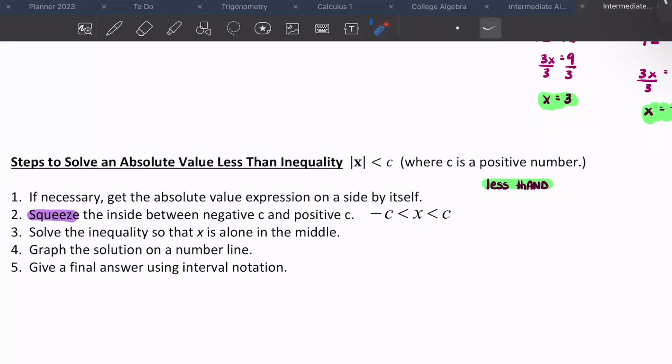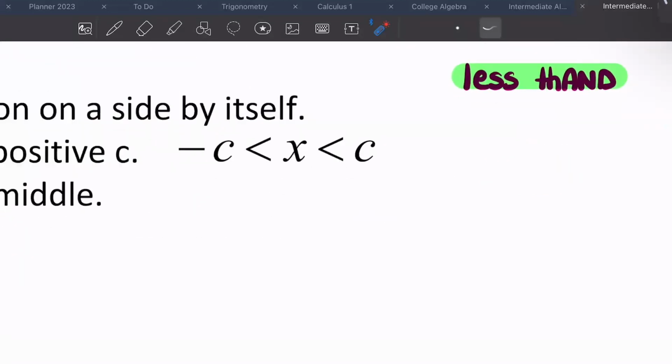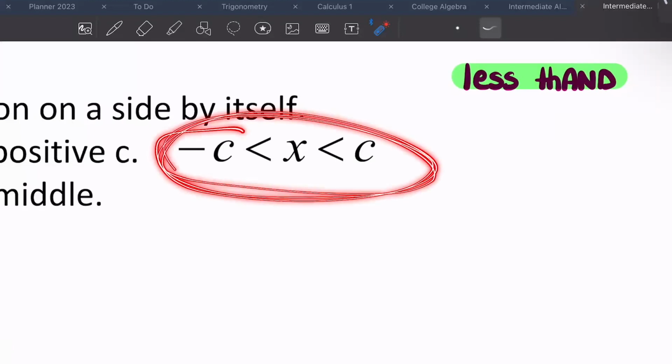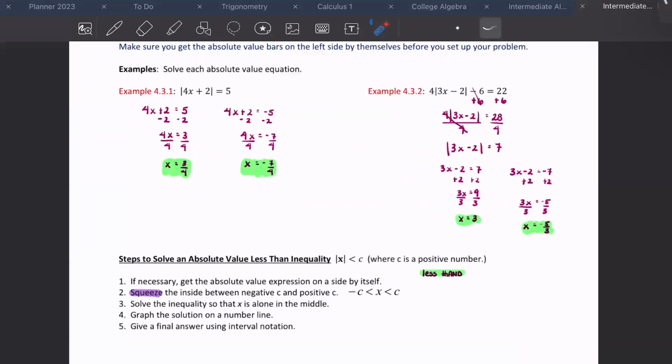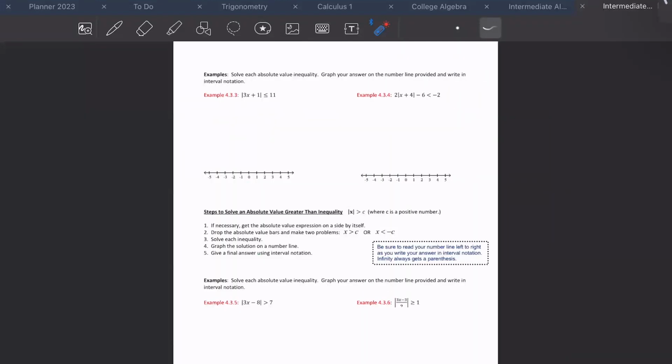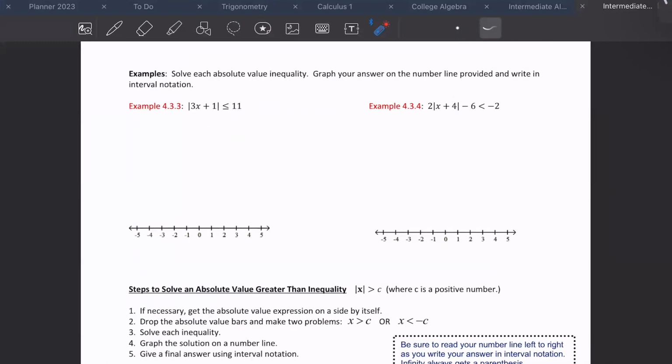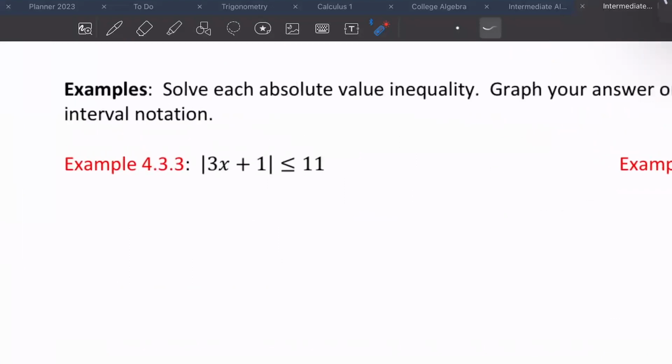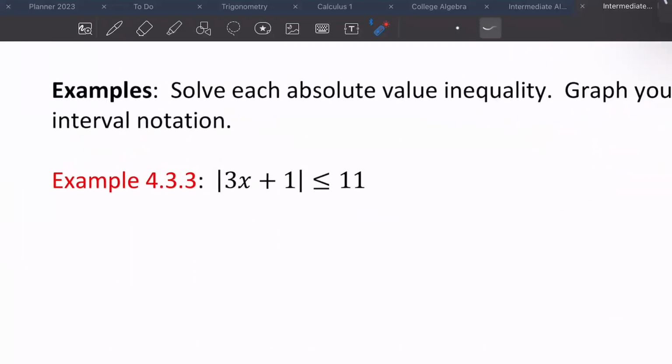The and problems are easier than the or problems because basically you're just making a compound inequality like we just worked, right? That was in the previous video. So let's look. Both of these are and problems, less than. You need to be able to recognize that. That's the hardest part.